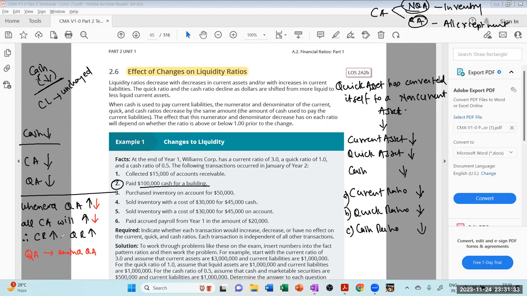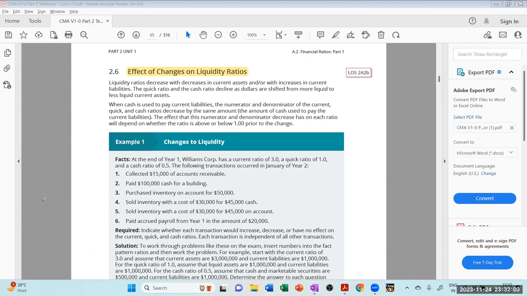then this may not occur. For example, cash converts itself to inventory. If cash converts itself to inventory, will all the current assets fall? No. They may fall or they may rise. What does it depend upon? The facts and circumstances of the case. I hope this is clear to you. Yes or no? Yes, sir. Most important is the facts and circumstances of the case. Correct? Okay. Now let's go ahead.